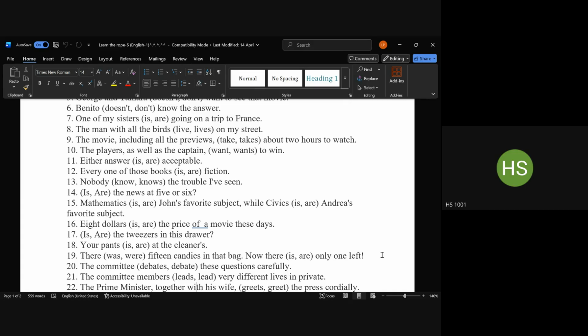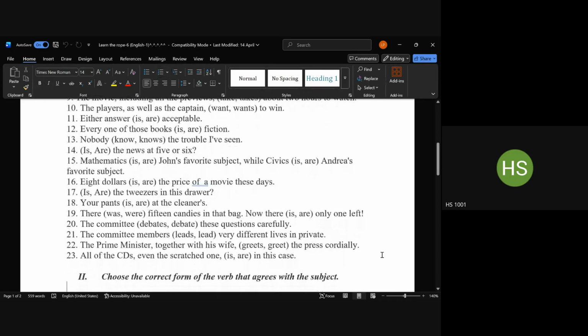So what about this one? 15th, mathematics is our John's favorite subject. Singular, right? Mathematics is John's favorite subject, while civics is Andrea's favorite subject. 16th one: $8 is the price of a movie these days. $8 is the price. Why is that so? You're right. $8 is the price of a movie these days.